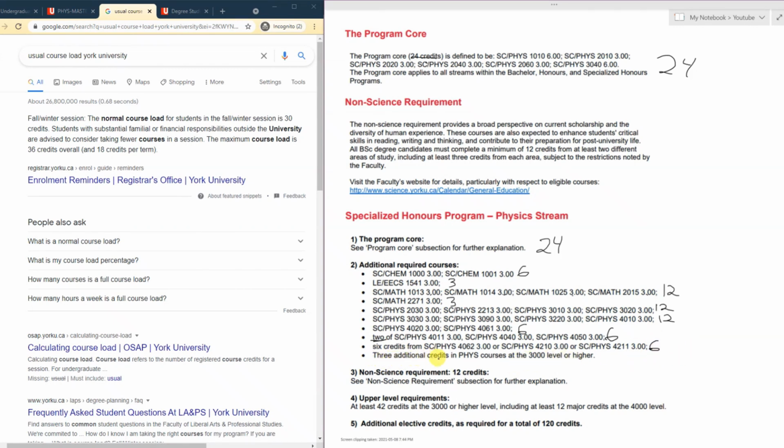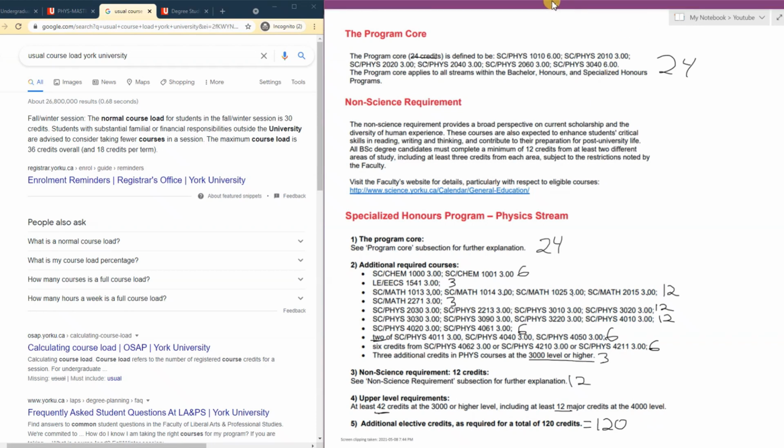And 3 additional credits in physics courses at the 3000 level or higher. Okay, so these ones are up to you to pick anywhere you want. There's 12 credits open for you to pick from. We want a total of 120. That's our maximum here. At least 42 credits, again, factor of 3, keep those in mind, at the 3000 level or higher, including 12 major credits at the 4000 level.